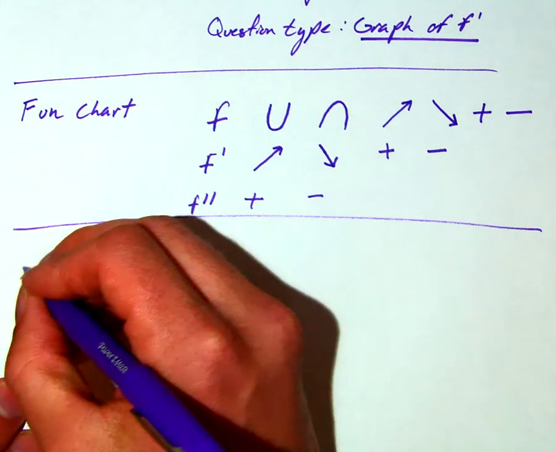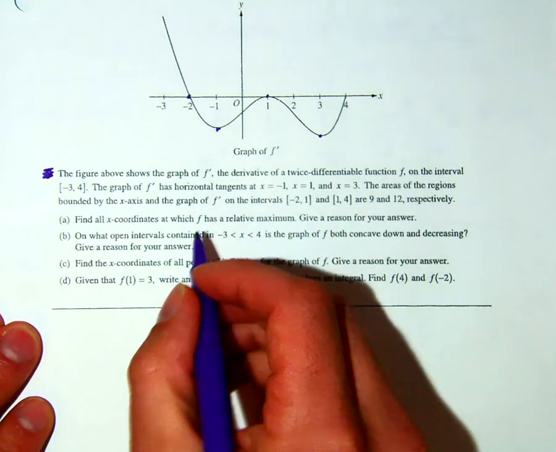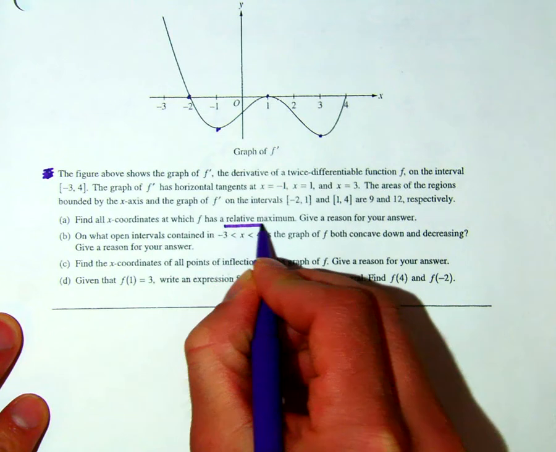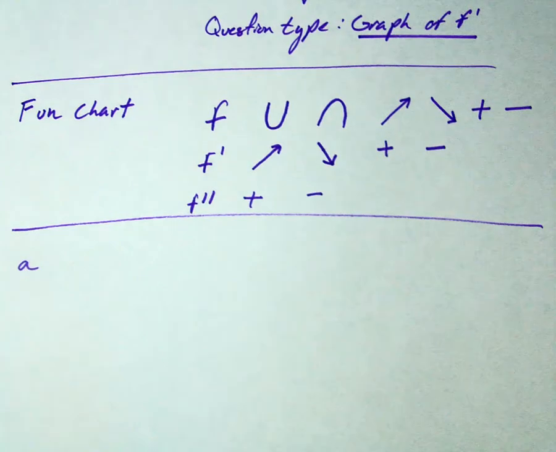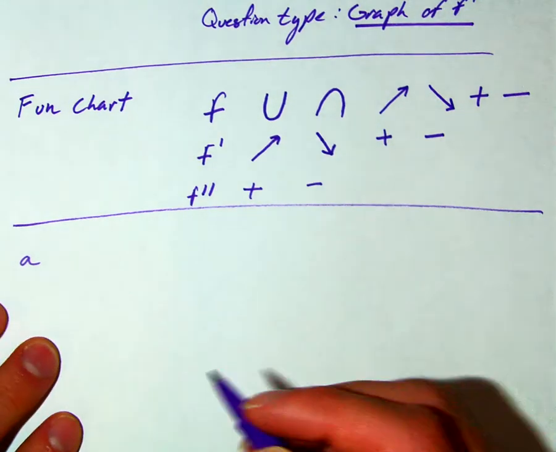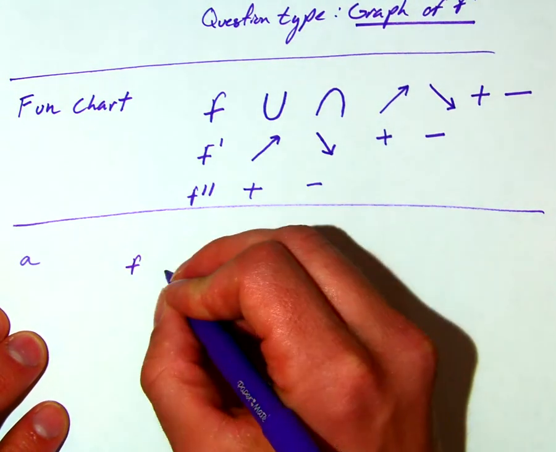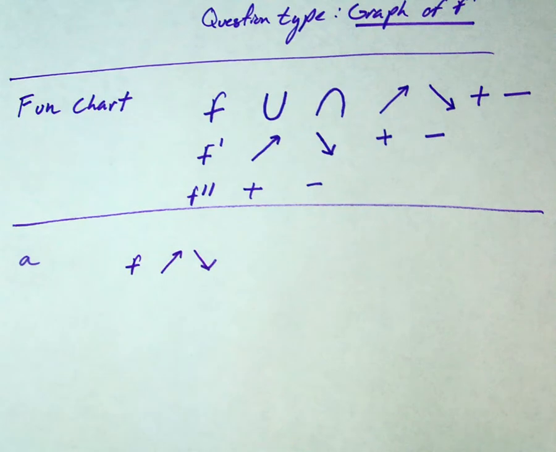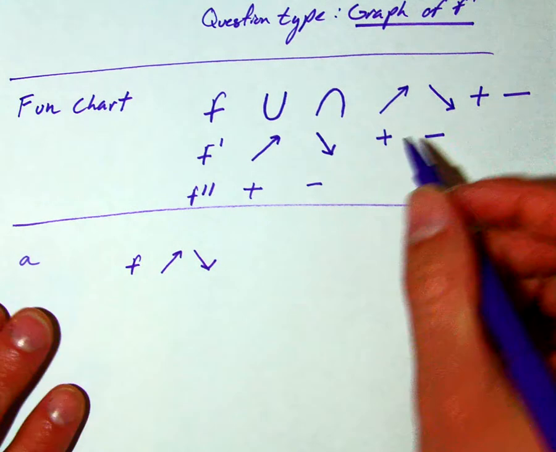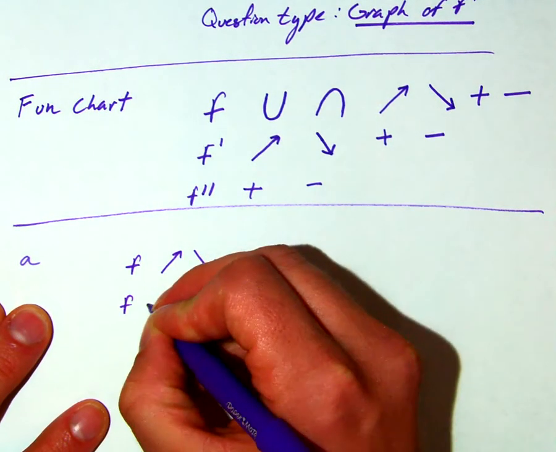So let's go back to part A. Part A is asking for a relative maximum. Well, when I think about a maximum, I know that the graph of f is going to increase and then it's going to decrease. That means we're right over here, team. F prime is going to be positive then negative.